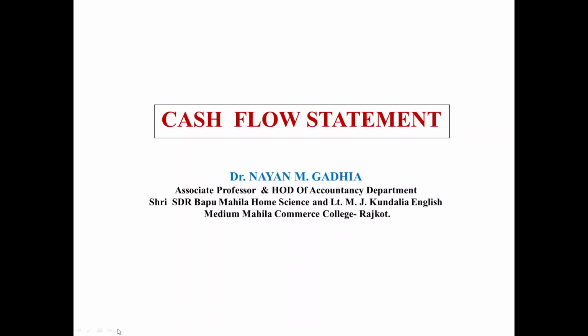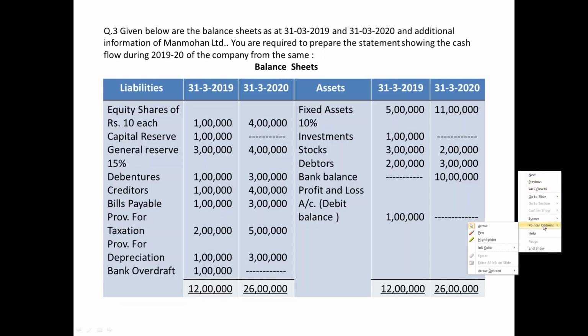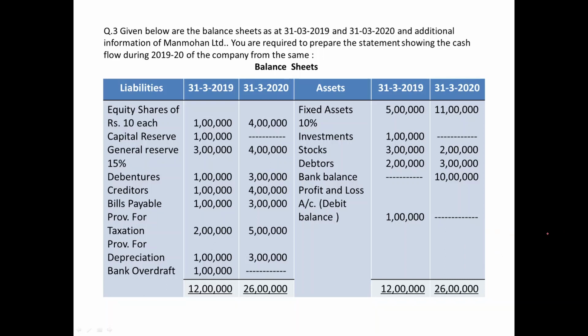Let us take a small question with some good points given in it. Have a look at the question. Data has been given for a period of 2 years, one for last year, that is 2019, and one for the current year, that is 2020, for which we have to prepare the cash flow statement.